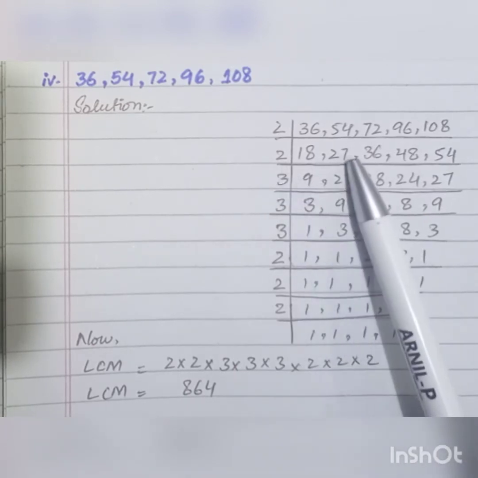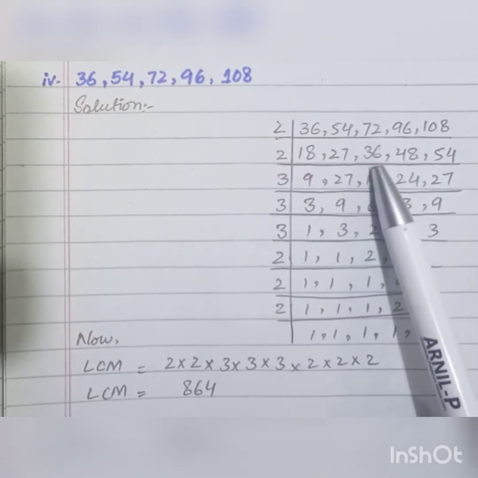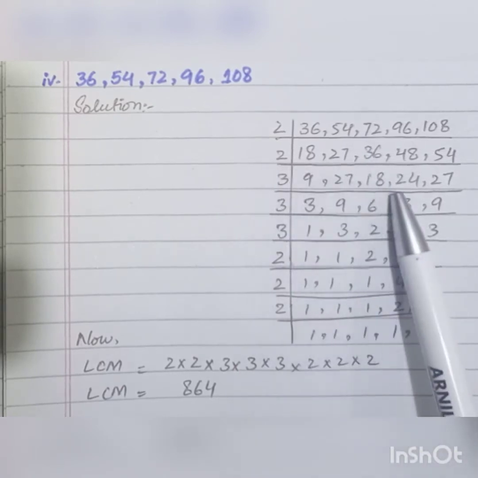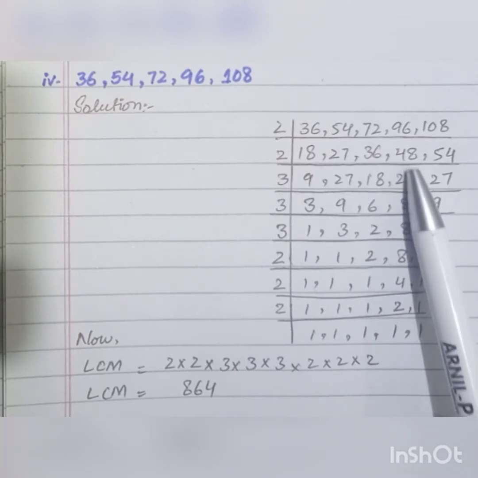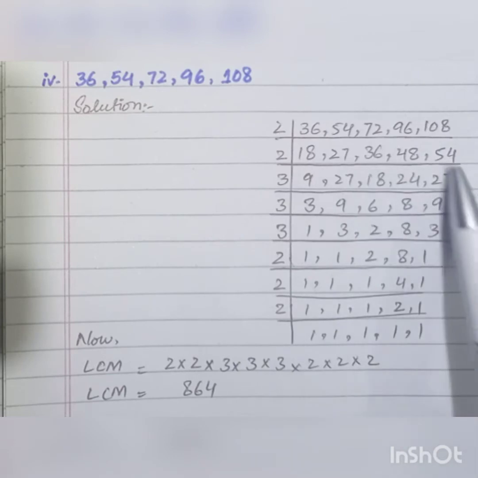So 2 nines are 18. 27 will be as it is. 2 ones are 2. 1 will be here. It would become 16. 2 eights are 16. Now 2 twos are 4 and 2 fours are 8. 2 twos are 4 and 1 will be here. It would become 14. 2 sevens are 14.